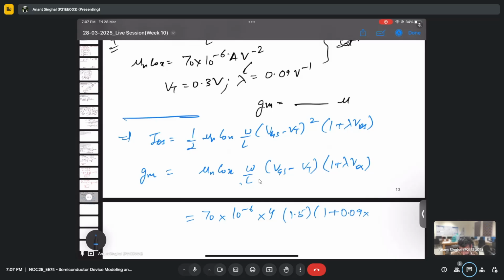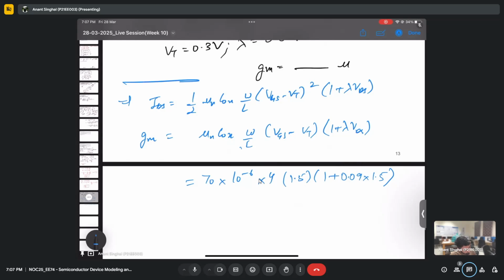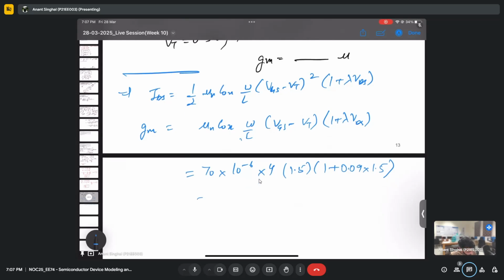No, VGS minus VT, right? VDS, saturation. Sorry. But VDS is VGS minus VT in saturation. Right? Yeah. Okay. So you can keep 1.5. Yes. So this will be the answer, but you need to find it in micro.